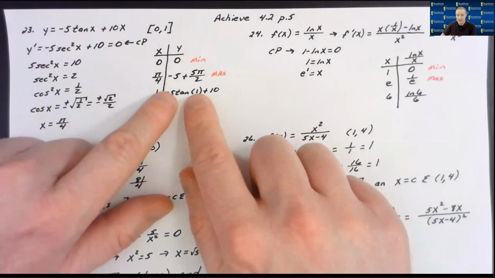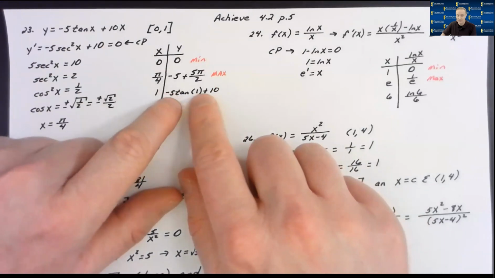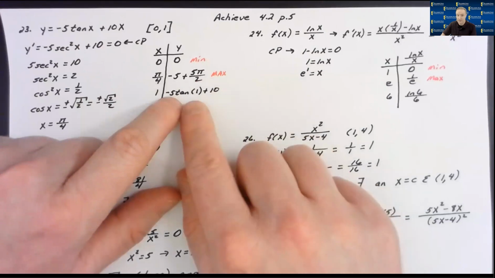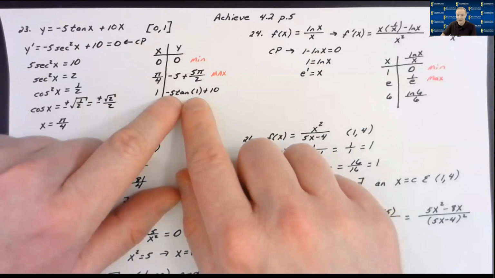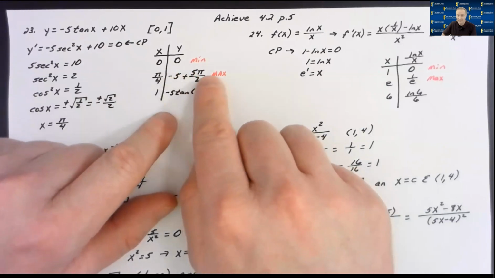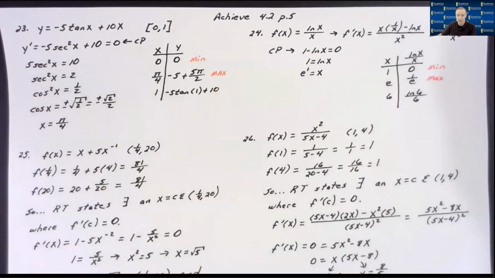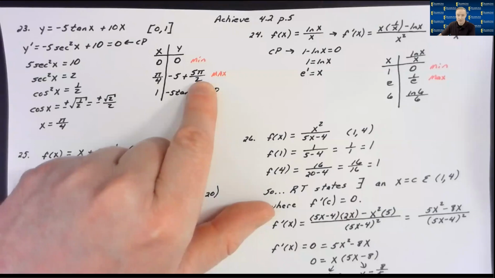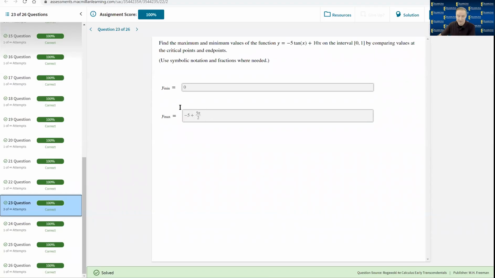I did compare it against the endpoint value, and I had to use the calculator for this last one, negative 5 tangent of 1 plus 10, just to make sure that it wasn't as high as this number, and it's not. This ended up being the highest value. Of course, the 0 is the lowest, but I didn't put the decimal approximation there simply because Achieve wanted the exact answers rather than any decimal approximation.